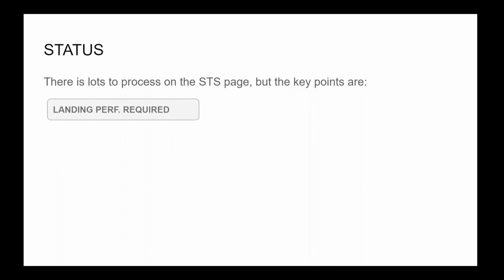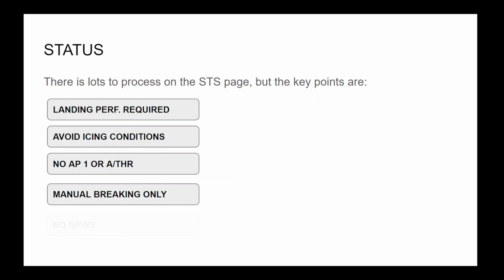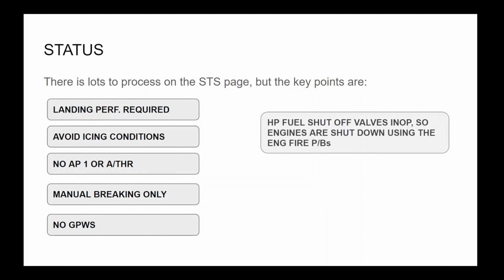A landing performance is required, due to loss of several systems. Avoid icing conditions. There is no autopilot 1 or auto thrust. You have manual braking only, and you have no GPWS. Another thing to consider is that the high-pressure fuel shut-off valves are inoperative. So engines are shut down using the engine fire push buttons.